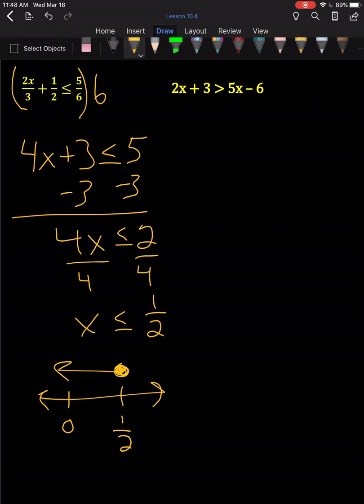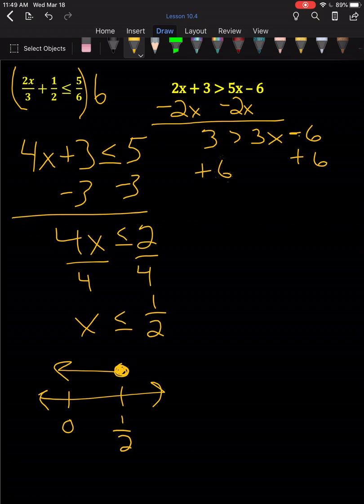Okay. And last, we have an example where there are variables on both sides, but we know how to tackle this. I'm still going to follow my rules where I move the smaller version of the variable first. So I'm going to subtract 2x from each side to get 3 is greater than 3x minus 6. This is now a two-step problem. So we will add 6 to both sides to get 9 is greater than 3x.